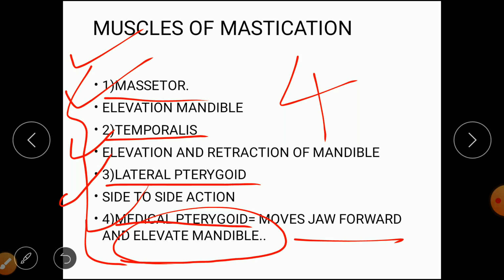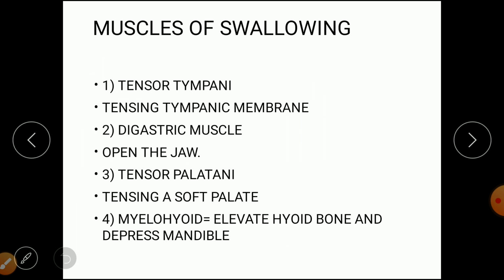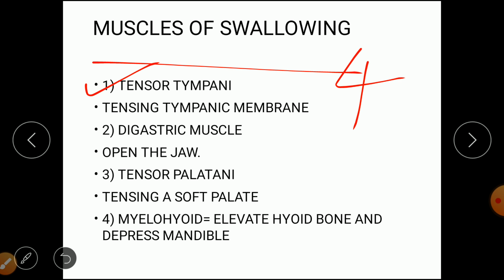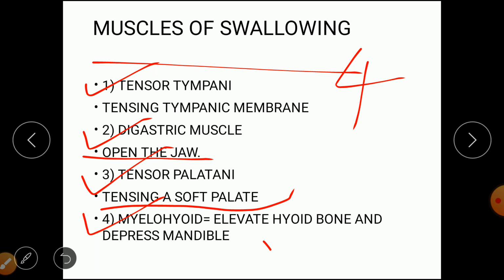So that is the action of the muscles of mastication. Next are the muscles of swallowing. There are also 4: tensor tympani, digastric, tensor palatini and mylohyoid. Tensor tympani tenses the tympanic membrane. Digastric opens the jaw. Tensor palatini tenses the soft palate, and mylohyoid elevates the hyoid bone and depresses the mandible. So these are the muscles of swallowing.